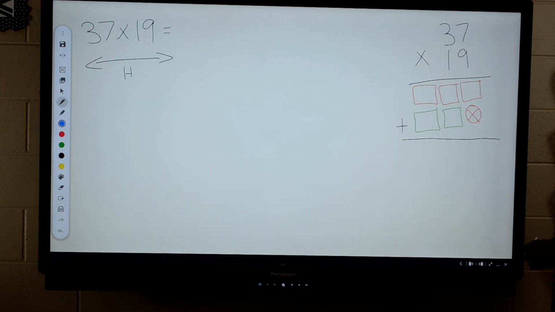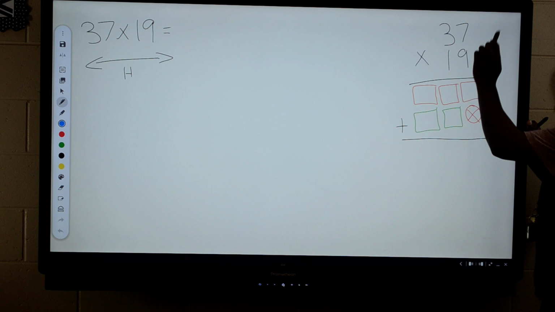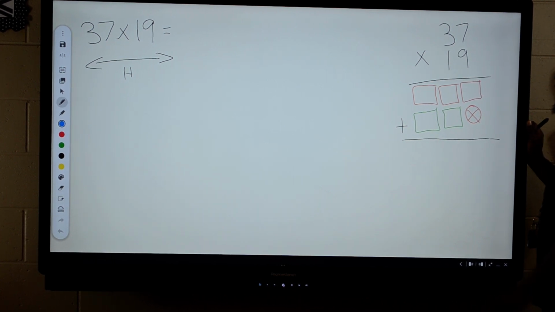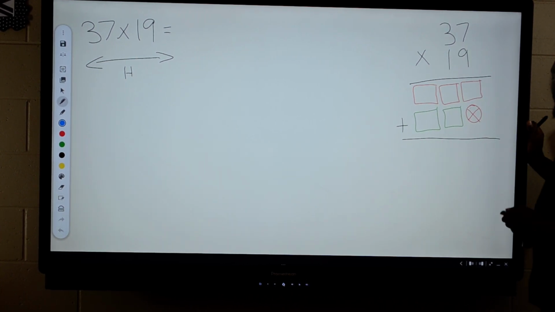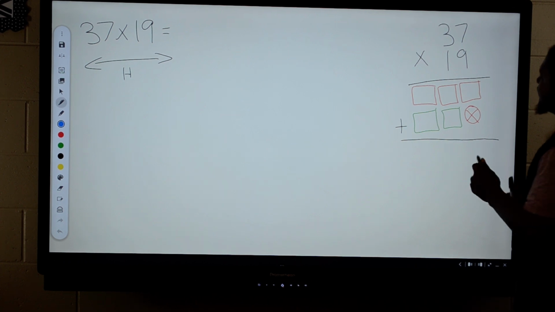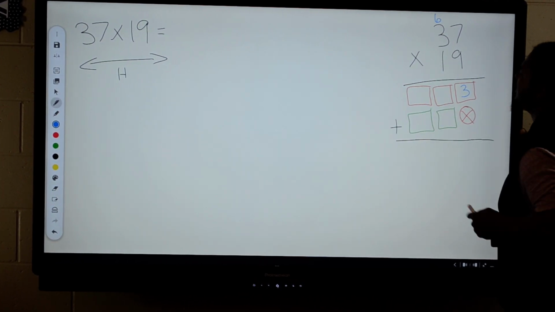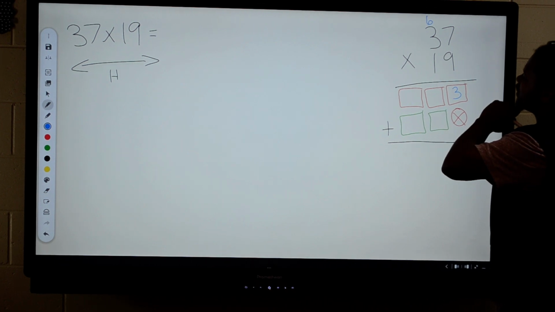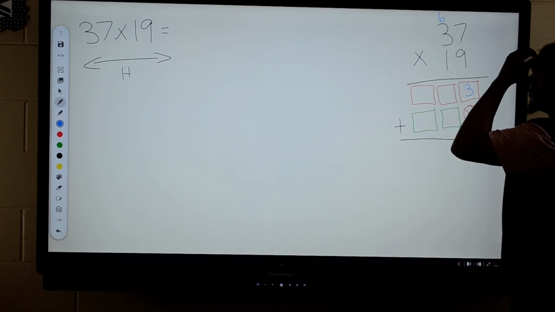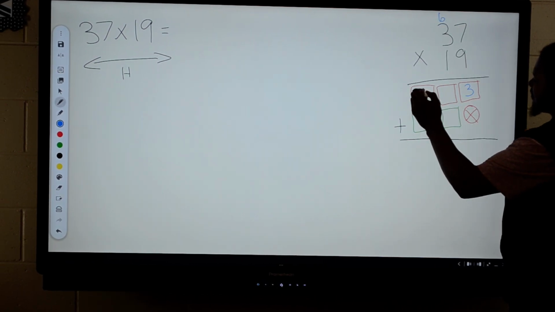All right. So we start off by taking the 9 and multiplying it by everything we see up top. So we have 9 times 7, which is 63. We have to put our 3 down, carry the 6. Now we're doing 9 times 3, which is 27, plus 6 gives us 33.